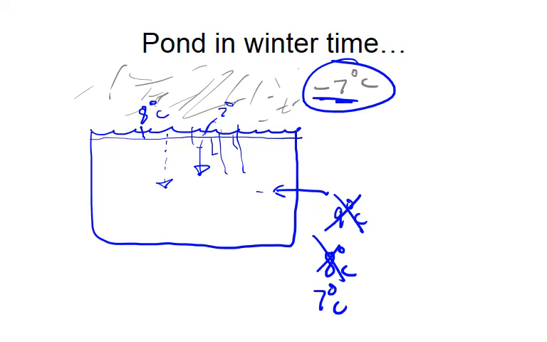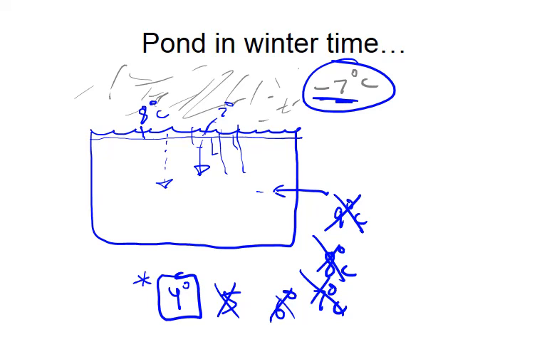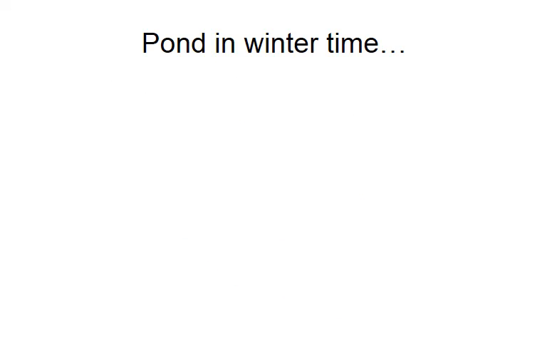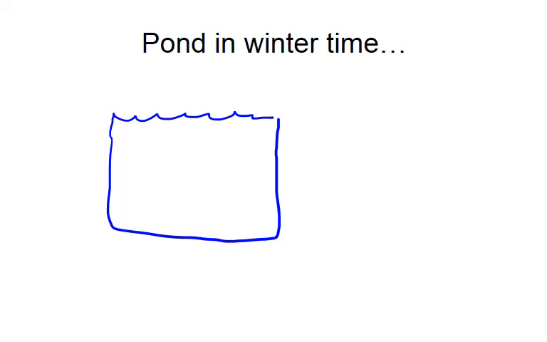Then that 7-degree water will turn to 6 at the top. 6 will sink, and everything will become 6. Then everything will become 5. Then everything will become 4. And here is the key temperature. Once the whole thing is 4 degrees, let's take a look at that now. Let's say the whole thing is 4 degrees.